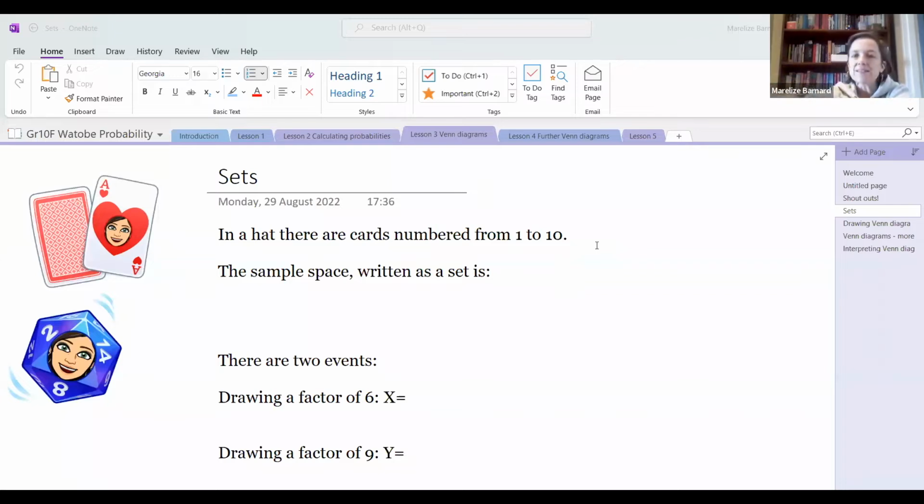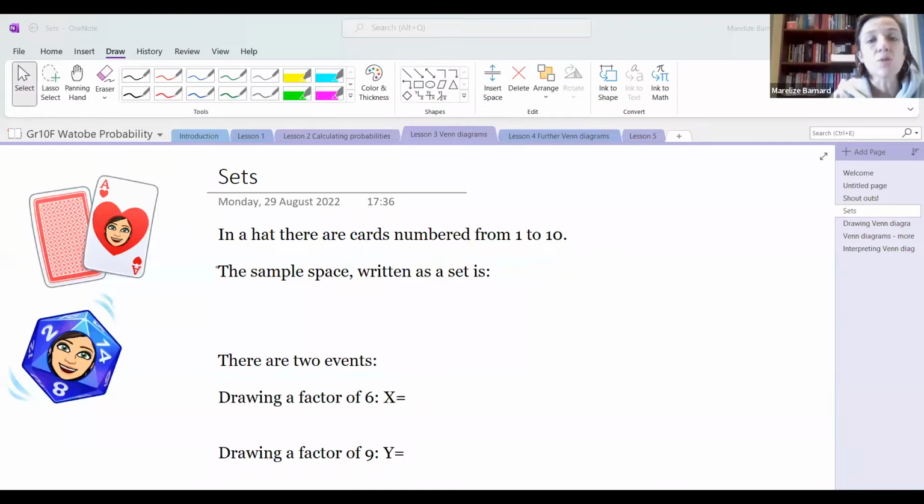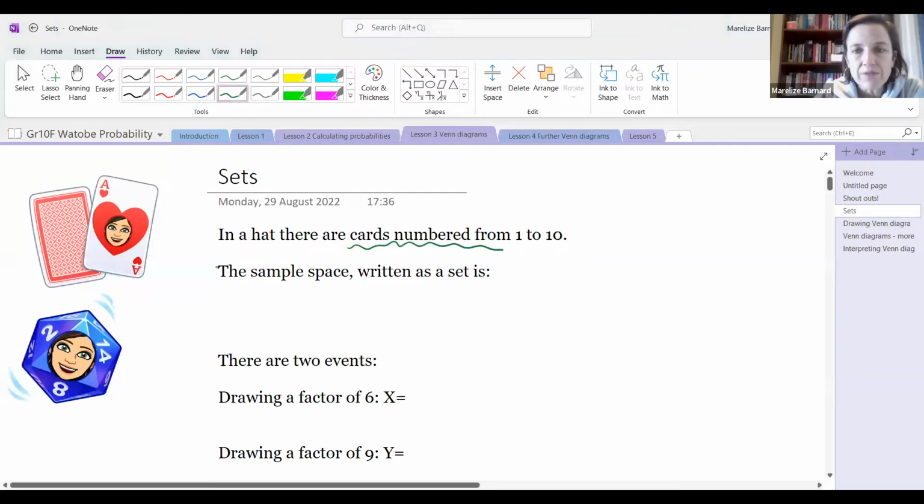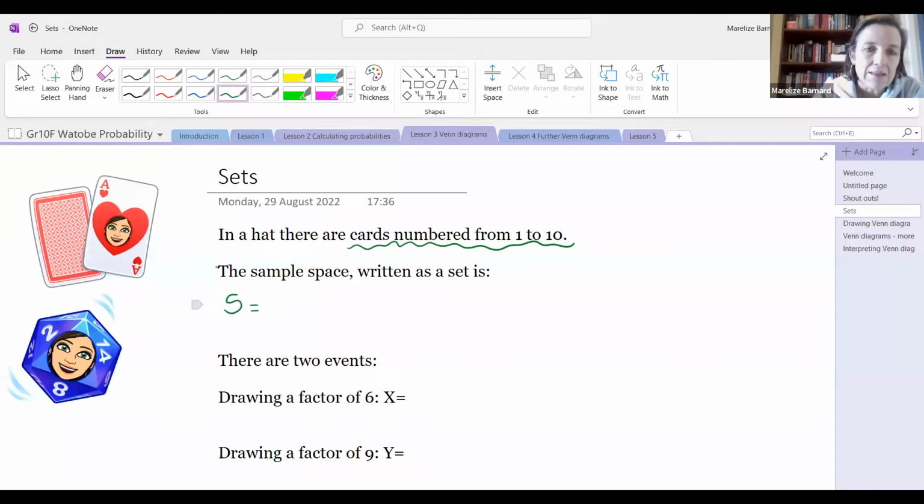Okay, so in a hat, there are cards numbered from 1 to 10. So the sample space, and last week we spoke a lot about sample space, we can write that sample space as a set. So in mathematics, there's a special way of doing it. We're going to call these cards that are numbered from 1 to 10, we're going to call that grouping S. And that's what you do when you have a set. You give it a name, like an S or an A or a B or an X or a Y. You'll see now we're going to do that a lot when we work with sets. So this particular one, we're going to call the set. And we're going to put it together inside a curly bracket.